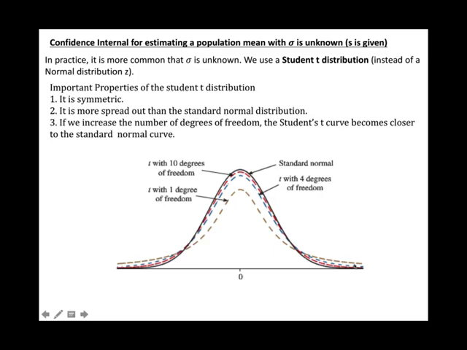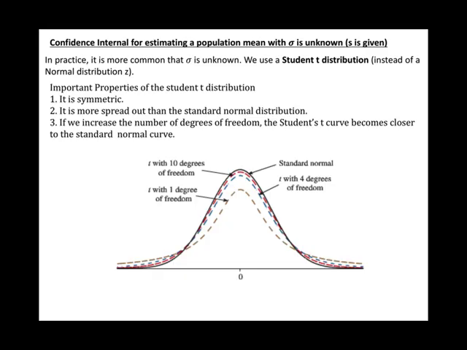So the student t distribution also looks like the normal distribution. It's just more spread out, and it is symmetric. In the middle is 0, so the t distribution can be positive or negative, just like the z-score. And then we need to know how to find the degree of freedom.